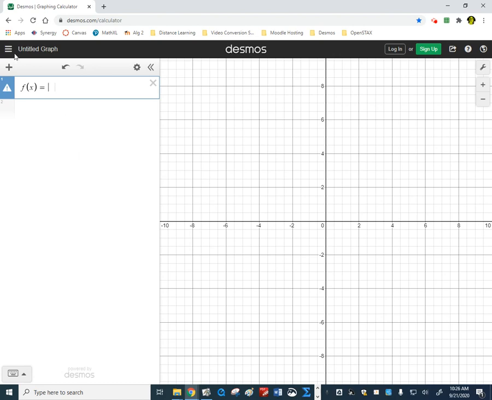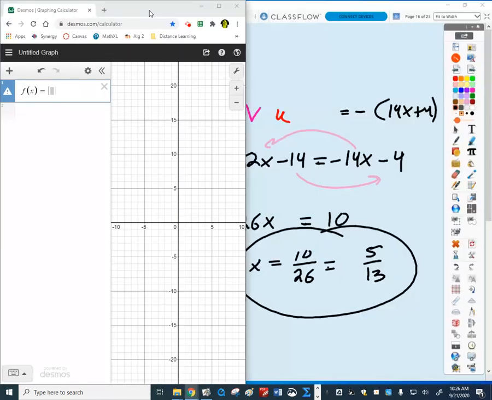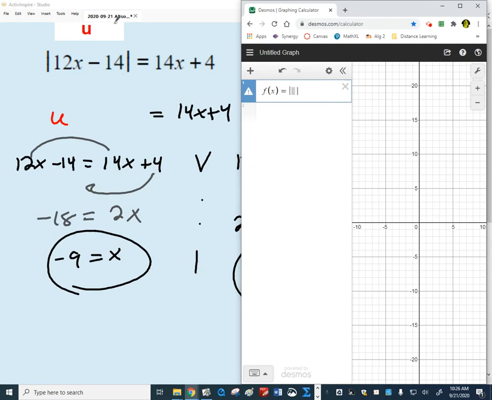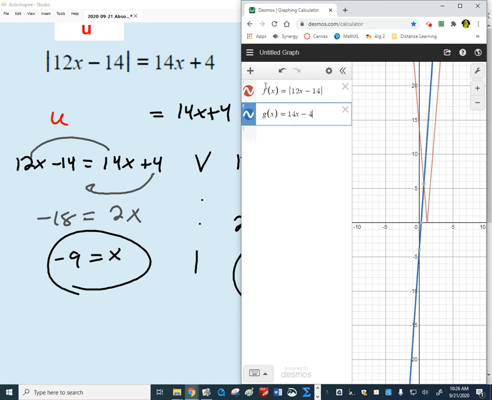So I've got the absolute value of what's on the left side, which is 12x minus 14. We have to be inside the absolute value. Whoops. 12x minus 14. It gives me a graph. I don't really care about the graph for this, honestly. I'm going to set up another function. Let's call it g of x. It has to be a different function for the right side, which is 14x minus 4. Okay. And I just want to evaluate these things.